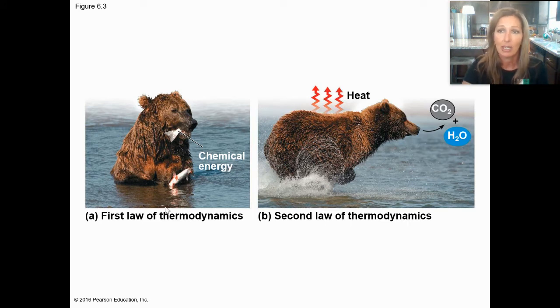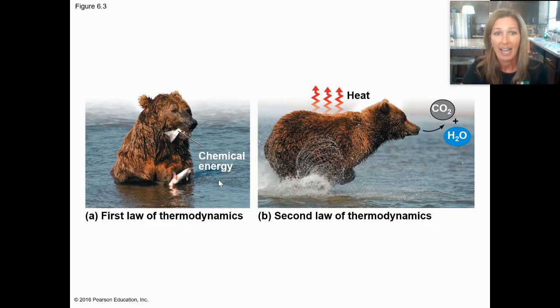But we do have to study where that energy goes, that transfer of energy. And where it goes actually is a lot of what the second law of thermodynamics tells us. The second law of thermodynamics is entropy. Entropy is randomness or disorder. And what the second law of thermodynamics tells us is that the universe tends towards disorder.